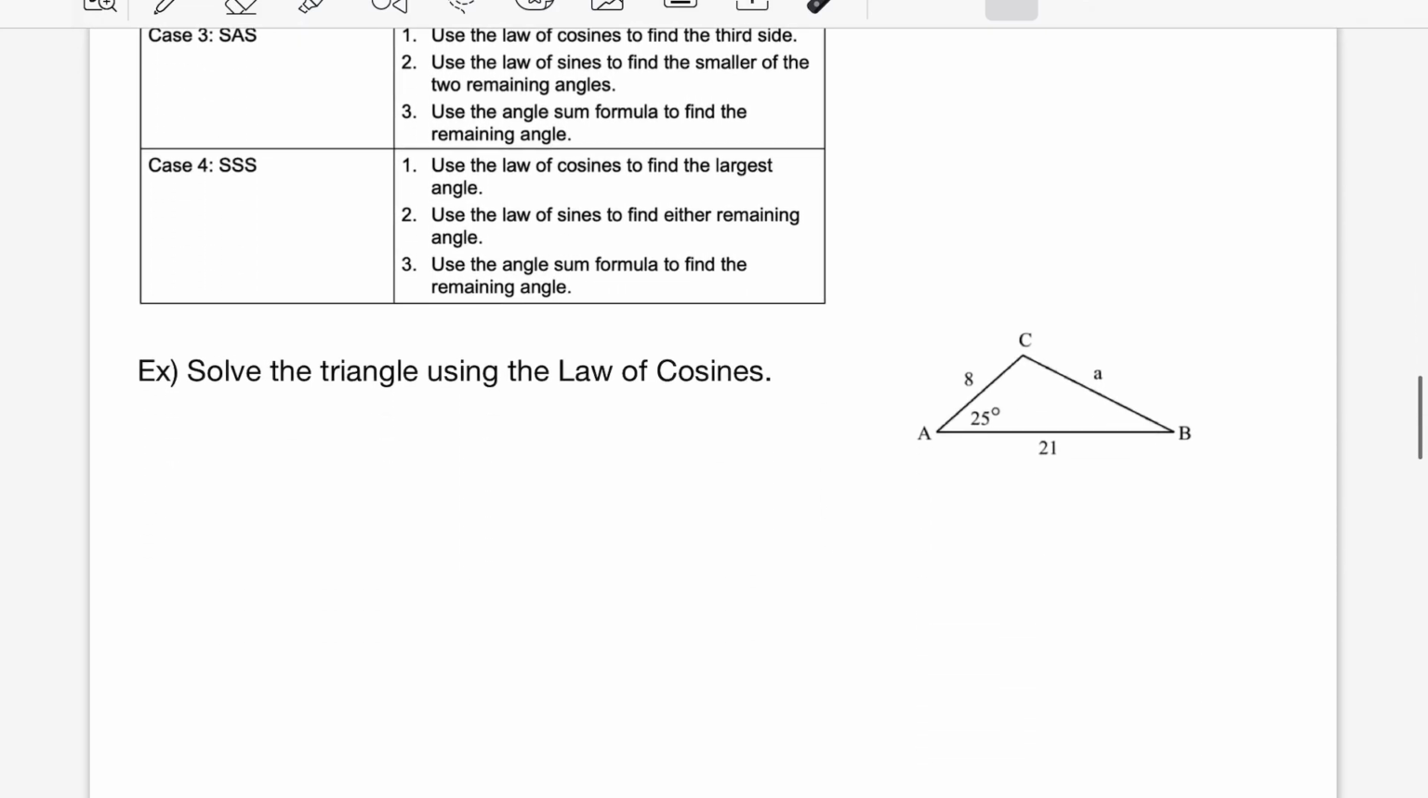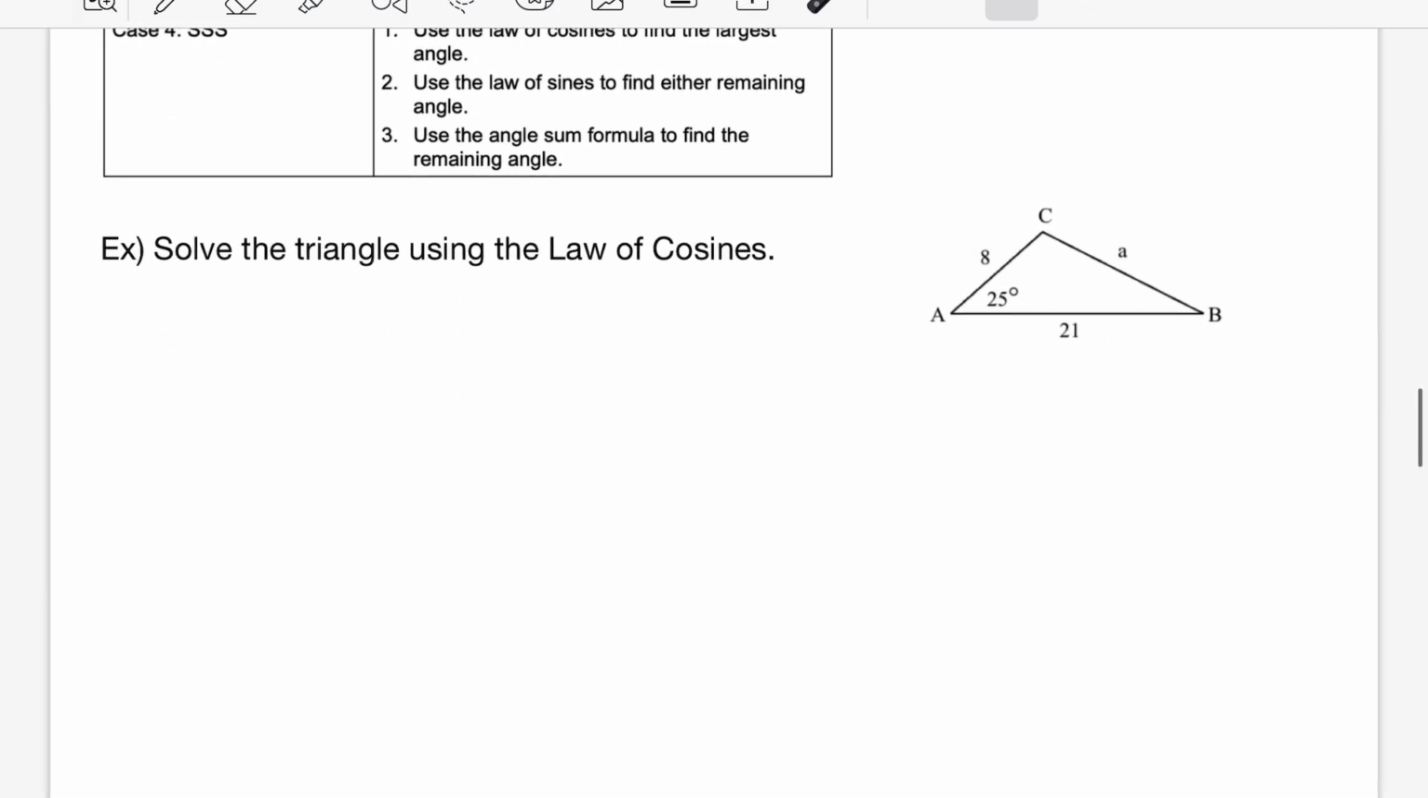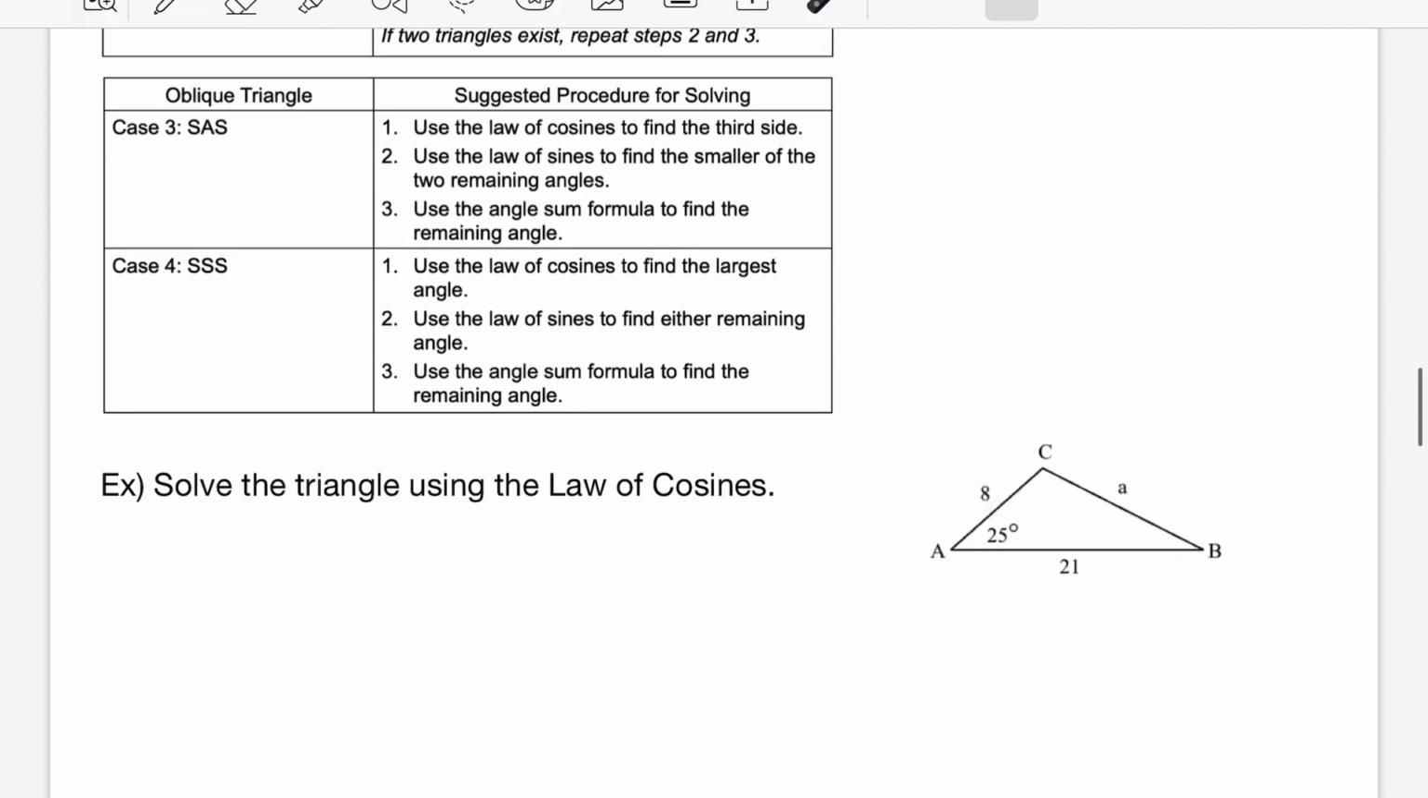All right, so let's get into the next example here. We want to solve this triangle using the law of cosines. In this case, we are given this angle and these two side lengths here. So we have an angle in between our two side lengths.